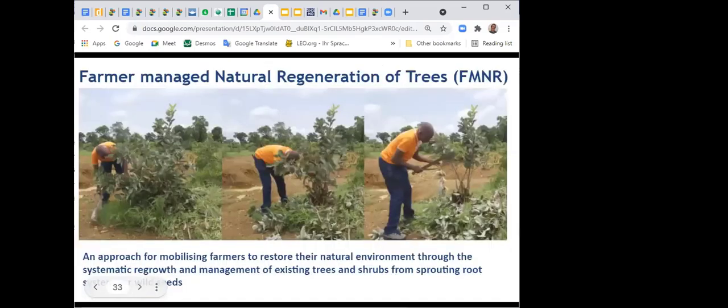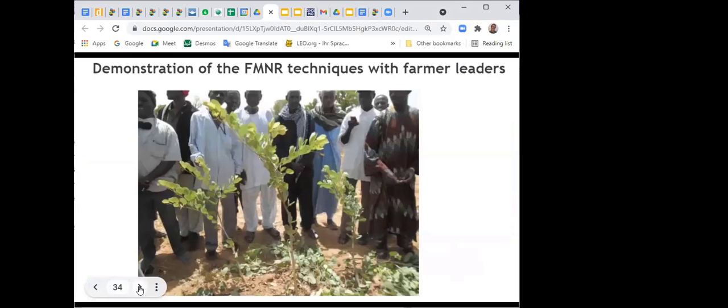So what this technique of FMNR consists of is helping farmers learn how to manage those shrubs, or what look like shrubs, leaving one or two of the shoots and letting it grow into a tree. Here we have a demonstration of the FMNR technique with farmer leaders. It's called RNA in French, Régénération Naturelle Assistée, but I prefer the English version, farmer managed natural regeneration. The farmers decide how many trees and what type of trees to leave on their land.